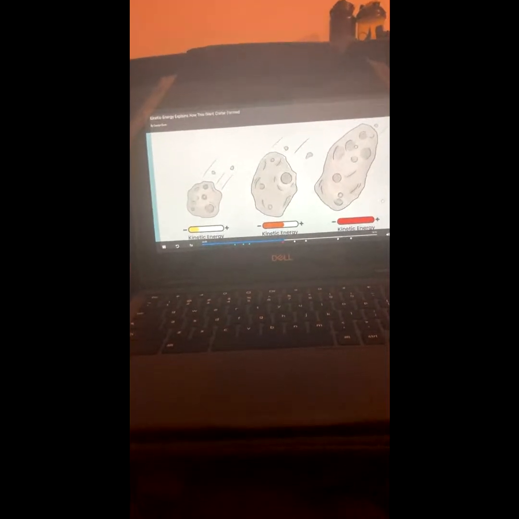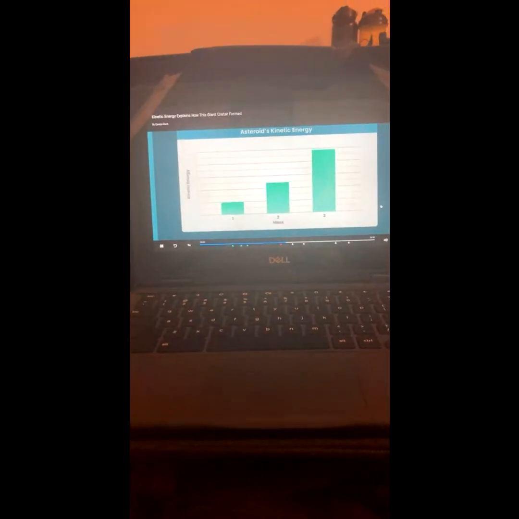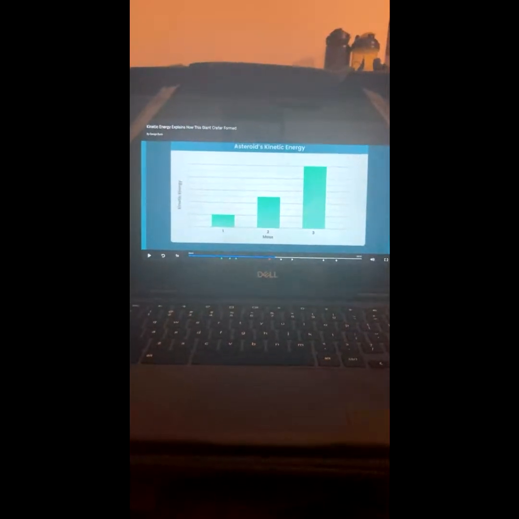Even though all 3 asteroids are traveling at the same speed, the more massive asteroid has the most kinetic energy. If we look at a graph of the energy of each asteroid, so you guys just know, I got that one wrong.